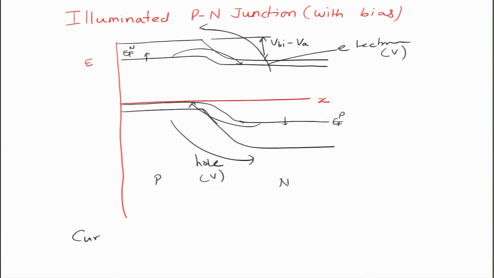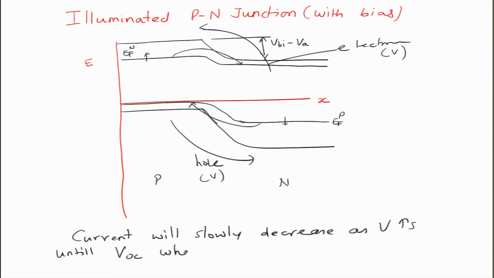So, the current will slowly decrease as V increases until VOC, when IV takes over ISC. That is what will happen. So, when the bias induced current, which is the forward current, takes over the diffusion current and space charge current and so on, the short circuit current is generated primarily because of generation.